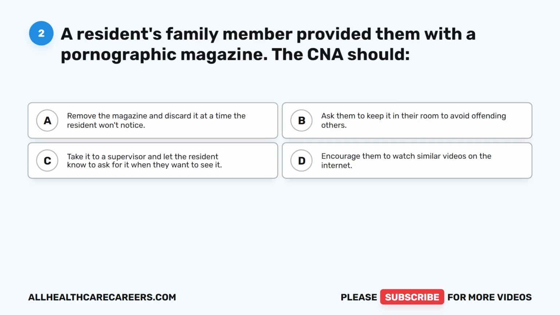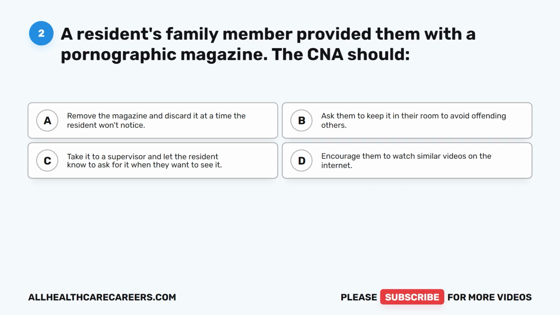Question 2. A resident's family member provided them with a pornographic magazine. The CNA should A. Remove the magazine and discard it at a time the resident won't notice. B. Ask them to keep it in their room to avoid offending others. C. Take it to a supervisor and let the resident know to ask for it when they want to see it. D. Encourage them to watch similar videos on the internet.